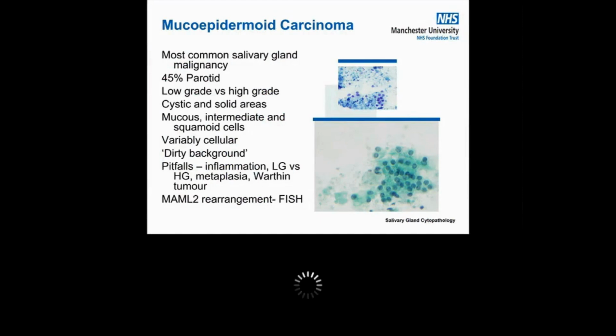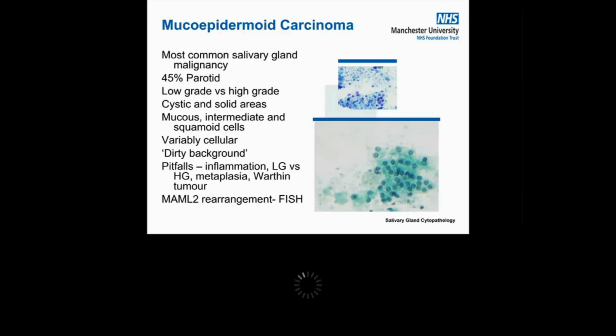Mucoepidermoid carcinoma is the most common salivary gland malignancy. And in contrast to the mucocele, which typically affects the minor salivary glands, mucoepidermoid carcinoma will affect the parotid approximately equally to the minor salivary glands. On cytology, we see a combination of mucus cells, intermediate cells, and squamoid cells.